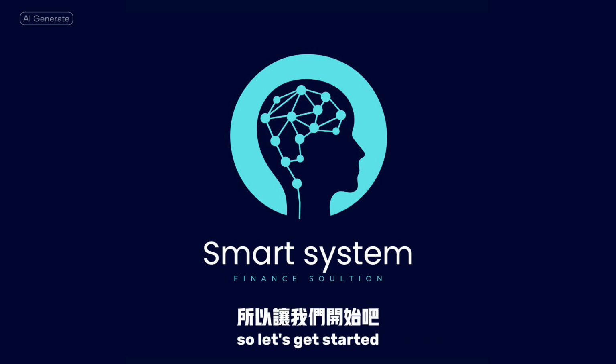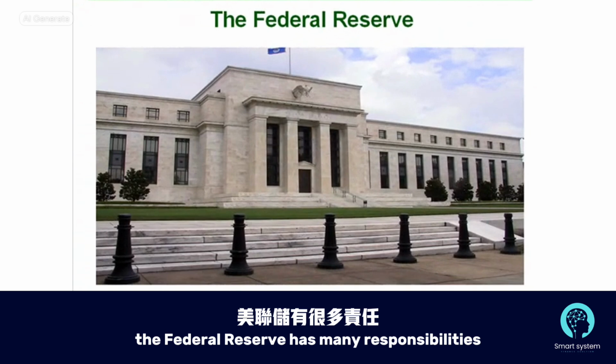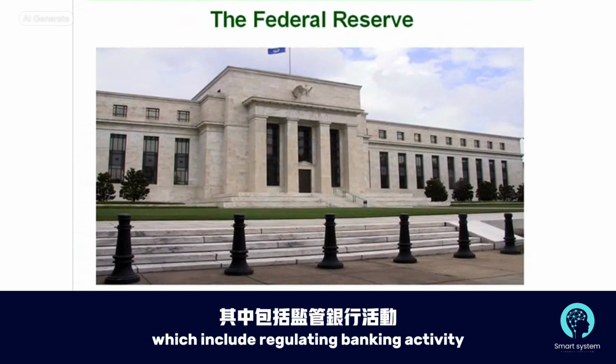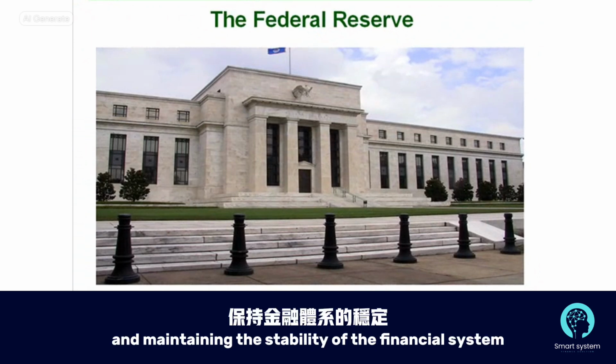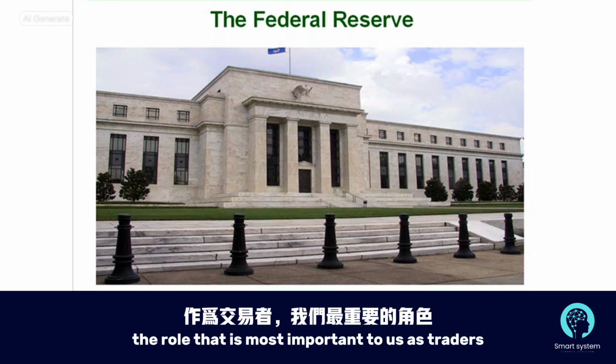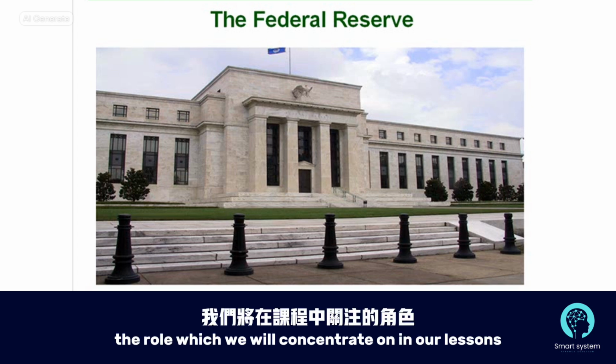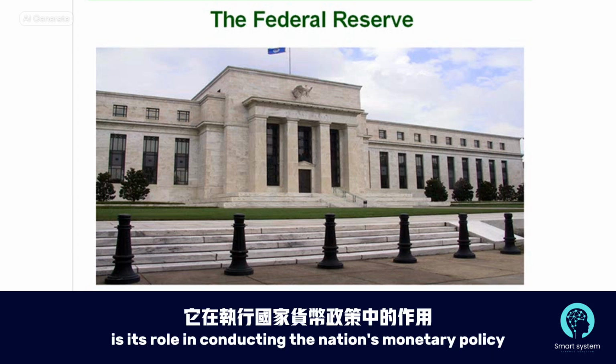So let's get started. The Federal Reserve has many responsibilities, which include regulating banking activity, playing a major role in operating the nation's payment system, and maintaining the stability of the financial system. The role that is most important to us as traders, and therefore the role which we will concentrate on in our lessons, however, is its role in conducting the nation's monetary policy.